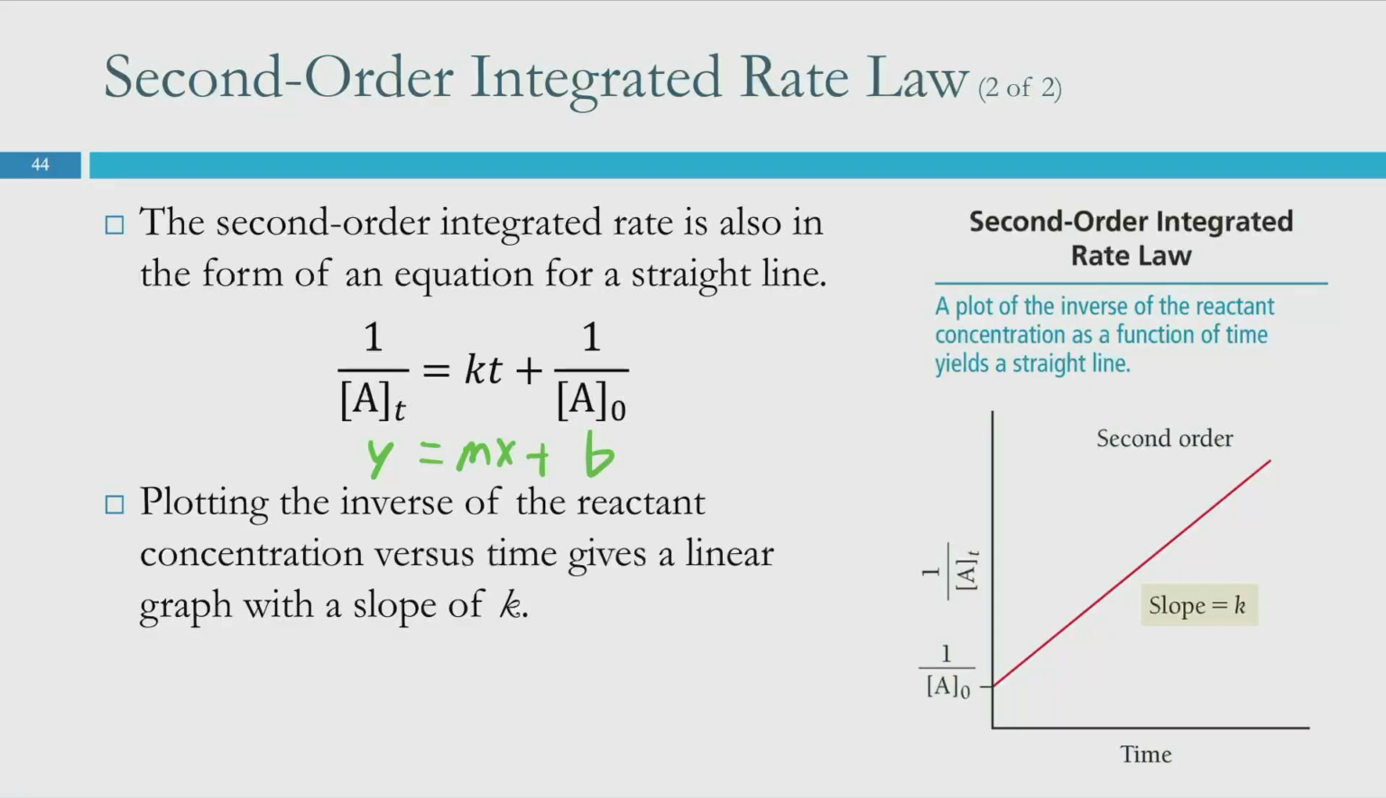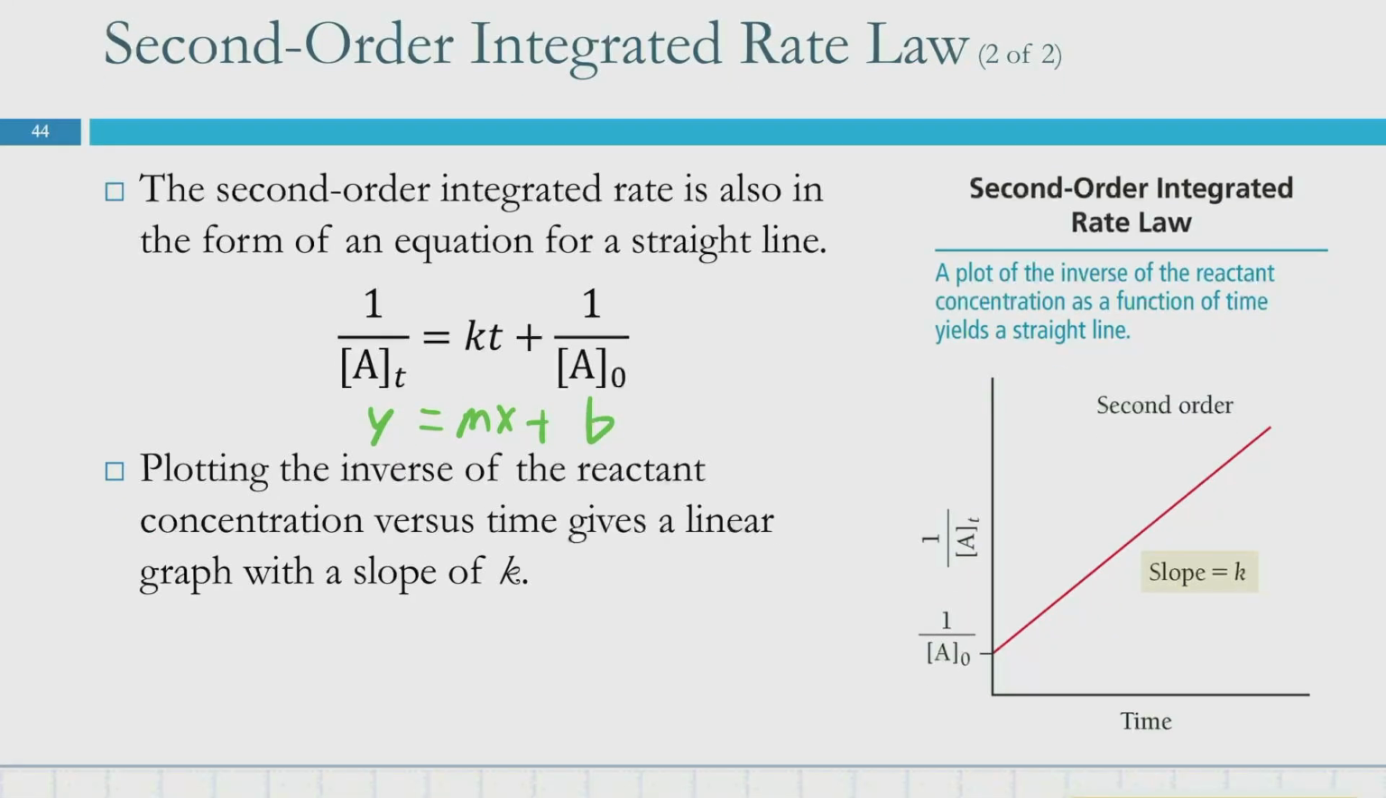You may be asked to identify if something is 0, first, or second order based on a plot with axes given. Yeah? 0 is just a straight line, right? Like a flat one? I think we're going to see that in a couple slides. We'll see the 0 order. So notably, this is a different y-axis.